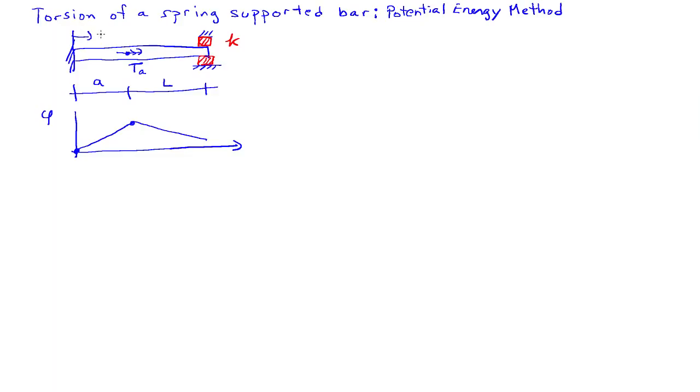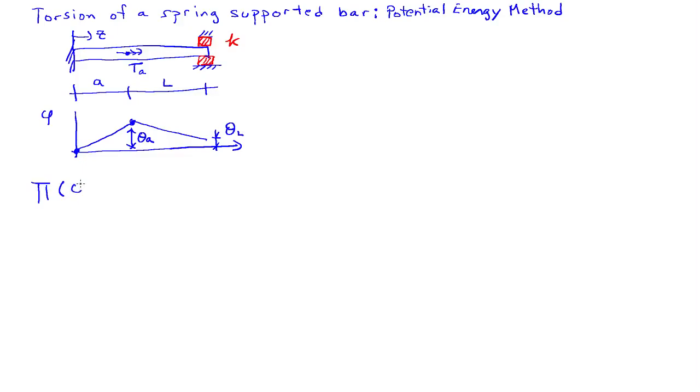So z is our axial coordinate here. So we have a value here which we're going to go ahead and call theta A, that's unknown, and there's also a value here which we'll call theta L, and it's also an unknown. So let's first write down the potential energy for this system.